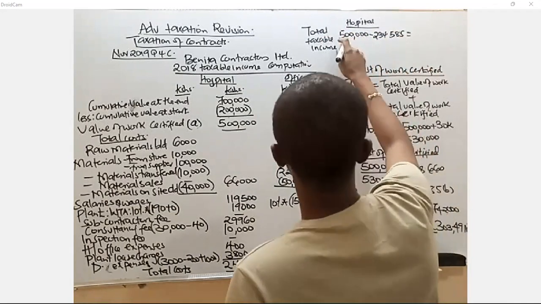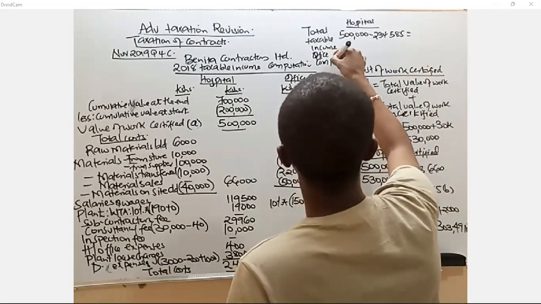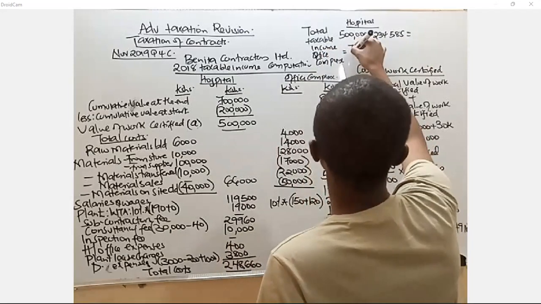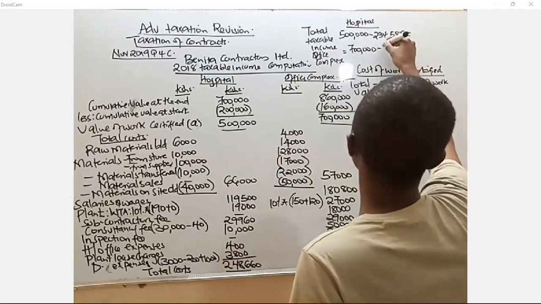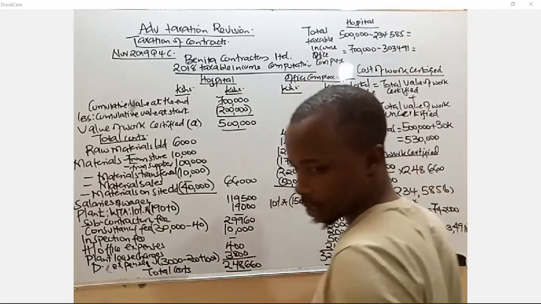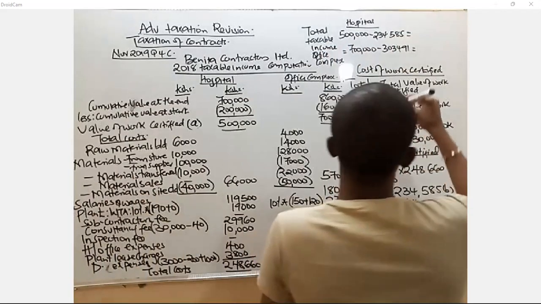Then for the other person, who is the office complex, what am I supposed to be doing? I take 700,000 minus 303,491. How much is this? 700,000 minus my answer here, you should be getting 396,509.